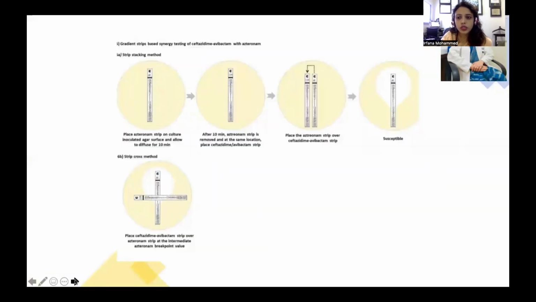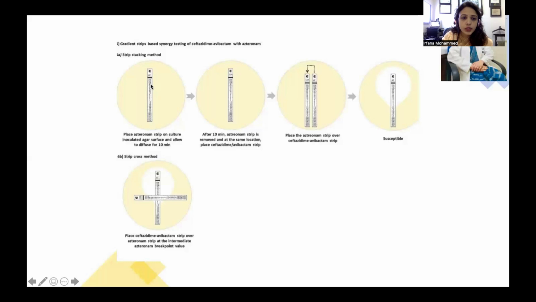So this is what is called synergy. So what is synergy testing? We give both antibiotics in combination and see whether the MIC has decreased or not. So these are the methods recommended by ICMR for synergy testing of ceftazidime avibactam and aztreonam. So this is the ceftazidime avibactam strip, this is the aztreonam strip. This is the strip stacking method.